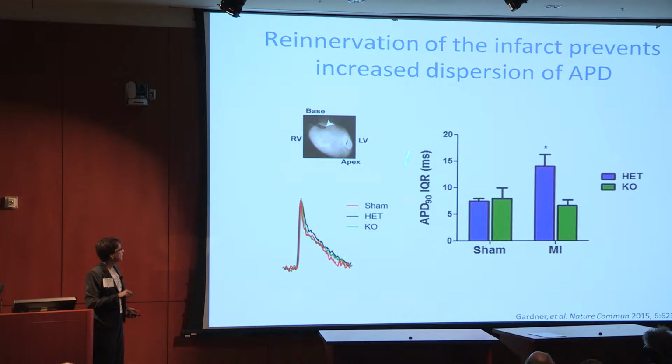But when we looked at interquartile range, which is a measure of dispersion of APD, not surprisingly, we saw that in our control infarct animals, there's an increase in APD dispersion. But interestingly, in the knockouts, where we've got reinnervation of the infarct and border zone, APD dispersion was identical to sham.